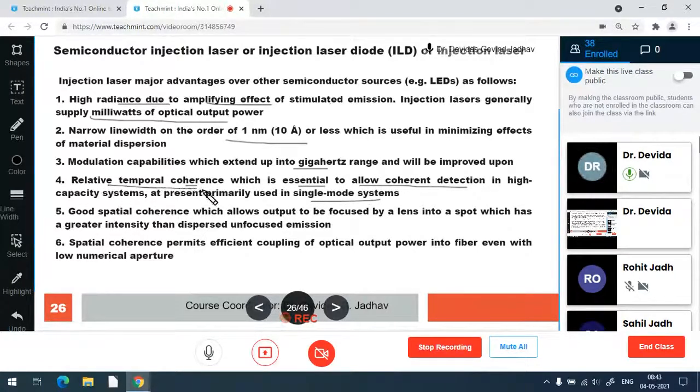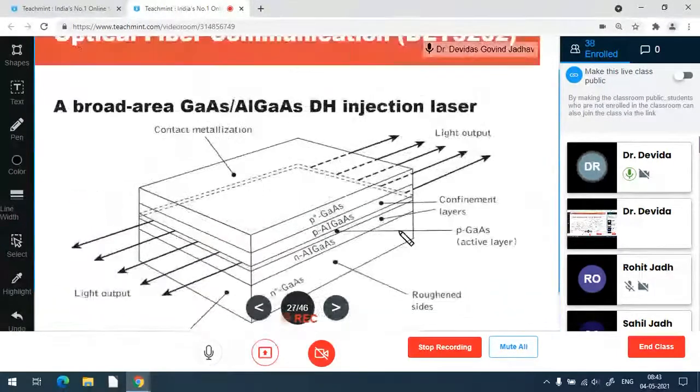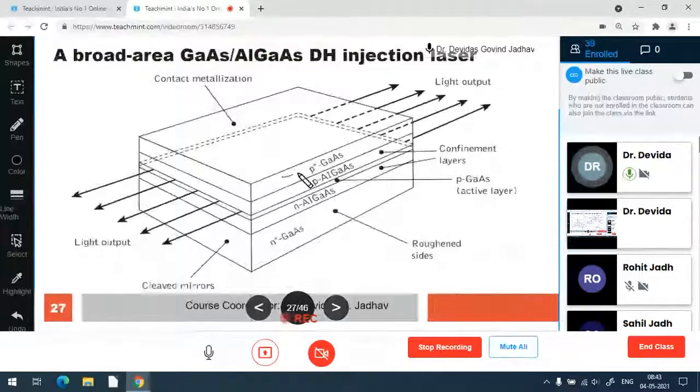So it is relative temporal coherence, which is useful in coherent detection. Good spatial coherence is also there, which allows the output to be focused by a lens, which has greater intensity than the dispersed, unfocused emission. So spatial coherence permits efficient coupling of the optical output power into fiber even with low numerical aperture. Less NA, also efficient coupling is possible. So these are the advantages.